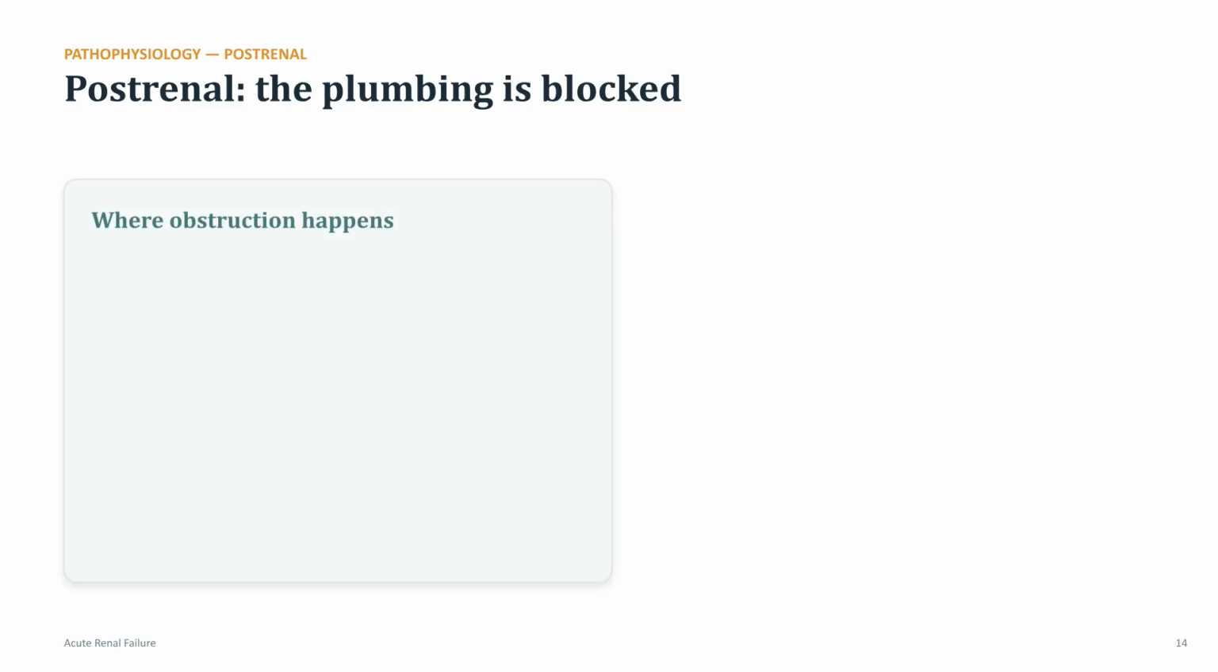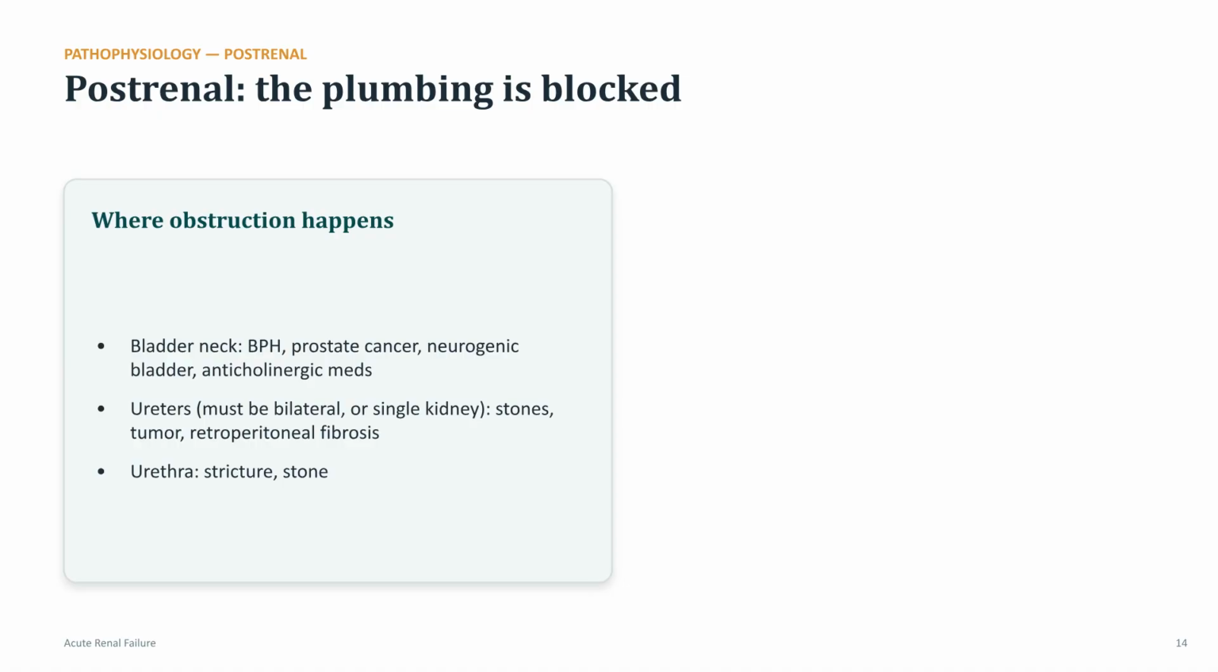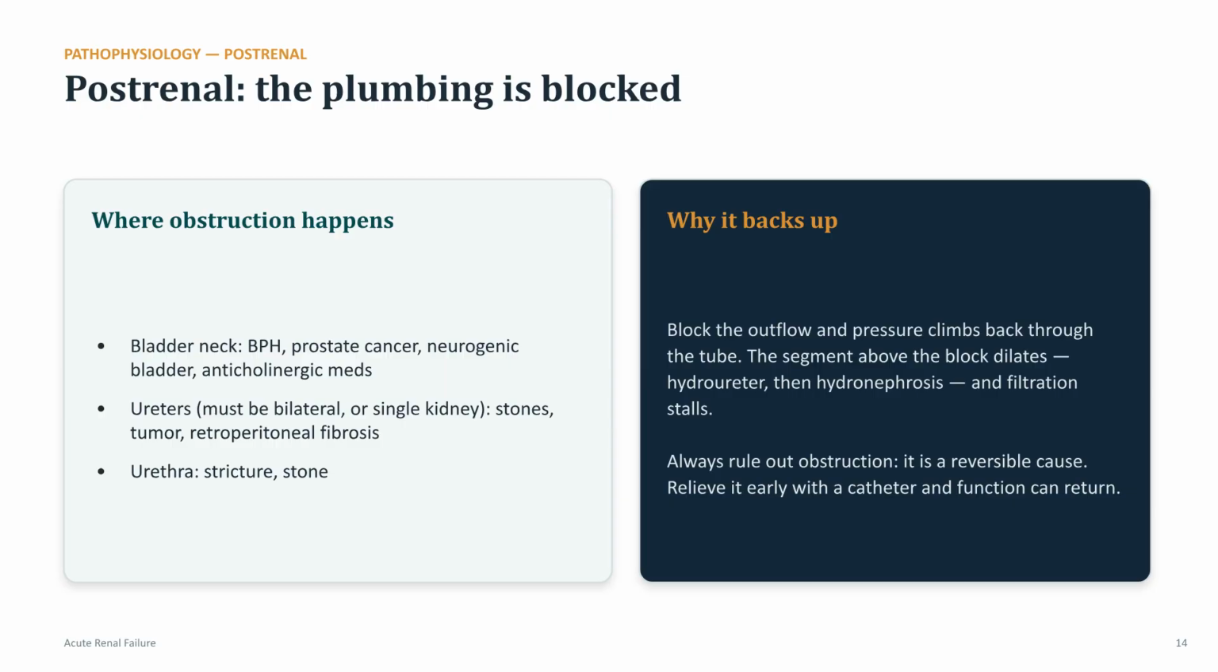Postrenal injury is caused by an obstruction in the urinary plumbing, such as an enlarged prostate. This back pressure stalls filtration, leading to issues like hydronephrosis. Since this is a reversible cause, identifying and relieving the obstruction promptly, often with a simple catheter, can restore function.